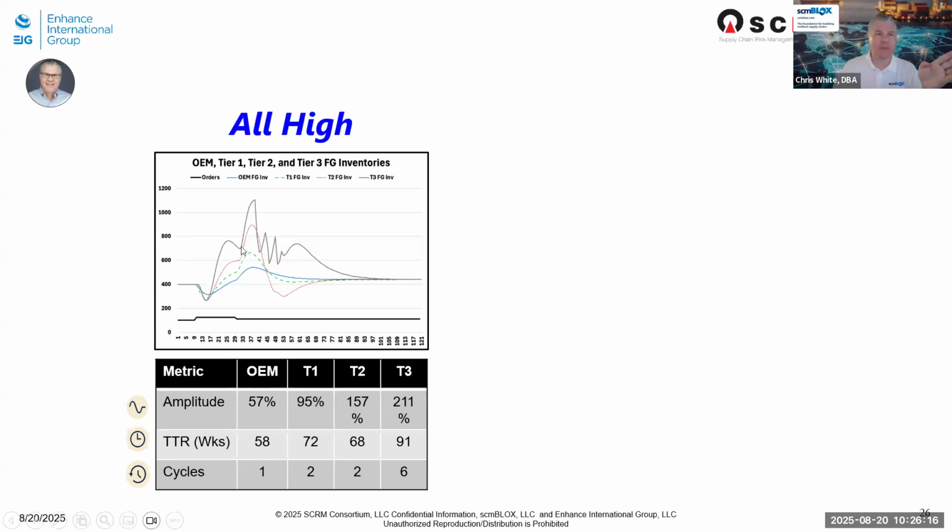You see the typical bullwhip effect that we know about, but now with structural modeling, we can actually show the magnitude of it. And the biggest zigzag you see is for the tier 3. The smallest one, that blue line right in the middle there, is your OEM. So we see it get worse and worse as it goes out. You also see that in the chart down below. Look at the amplitude: 57% for OEM, so not too bad. 95 for tier 1, 157 for tier 2, 211% for tier 3. That keeps growing. The time to recover is also growing, and the cycles are also growing.